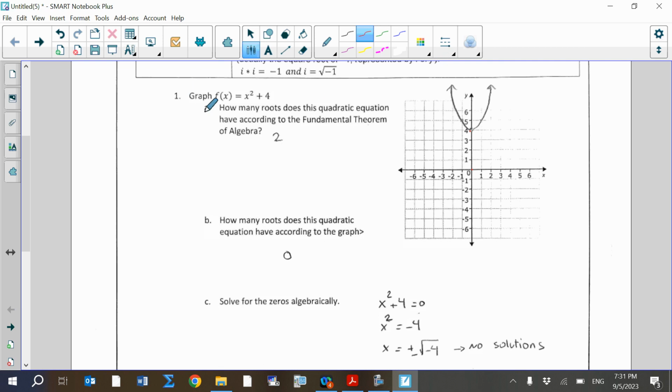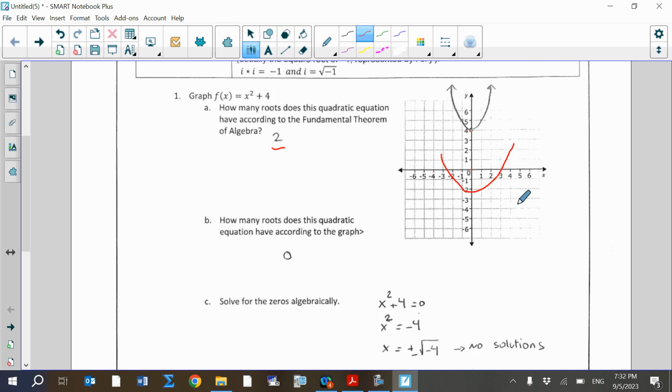Now, let's answer the first question. How many roots does this quadratic equation have according to the fundamental theorem of algebra? Obviously, it has 2 roots because the degree of the function is 2. So basically, when I have a root in my function, I expect to see the root on my graph somewhere. Let me show you this example.